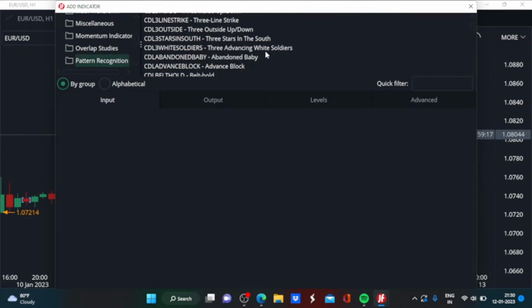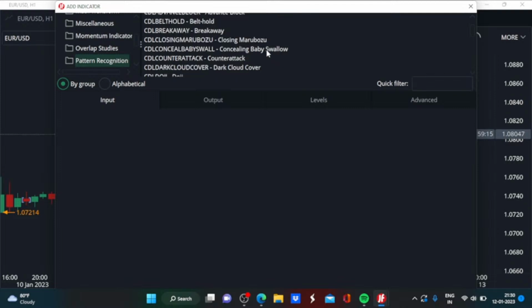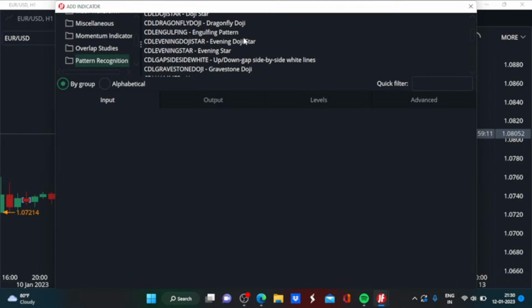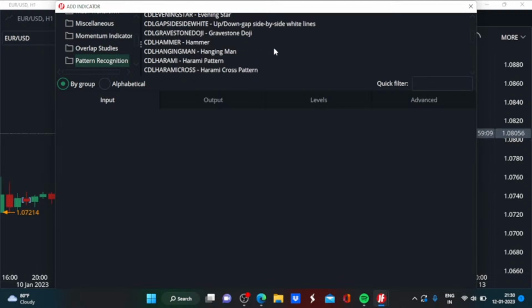All these pattern recognitions are here. We are looking at these interesting formations one by one. Many of these patterns have been covered, and in subsequent sessions we will be looking at the other patterns. In the last session I explained the hanging man. Now it's the turn of the Harami pattern. Here it is. All right.